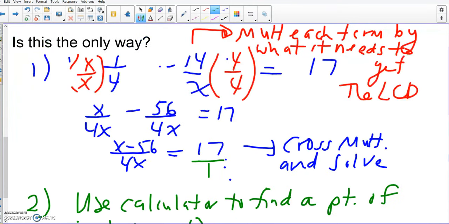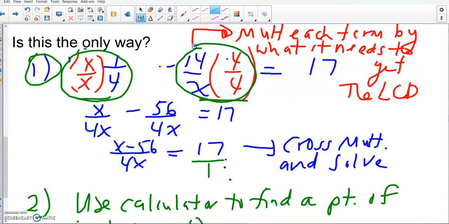Briefly, here were two other ways that I solved these equations. In way number one, I looked at the left side of the equation and said, what if I wanted to get a common denominator over here? Well, I multiplied the first fraction by x because that's what it needed to become 4x. And the second one I multiplied by 4 over 4 because that's what it needed to become denominator 4x. So I multiplied and got this step.